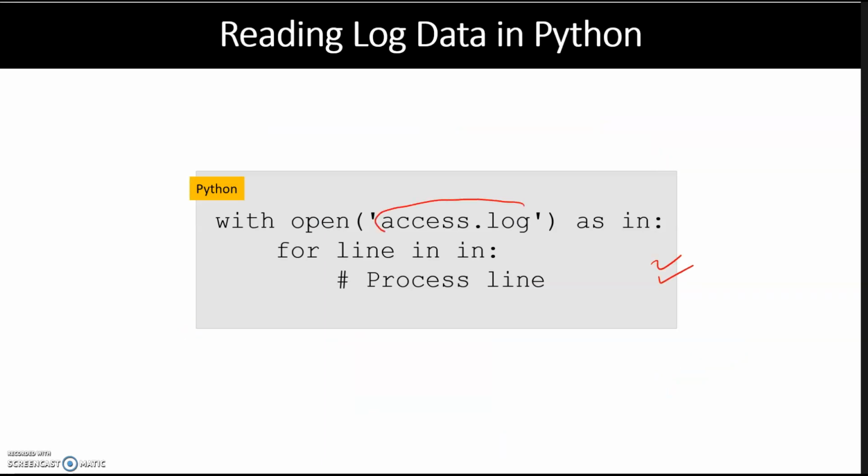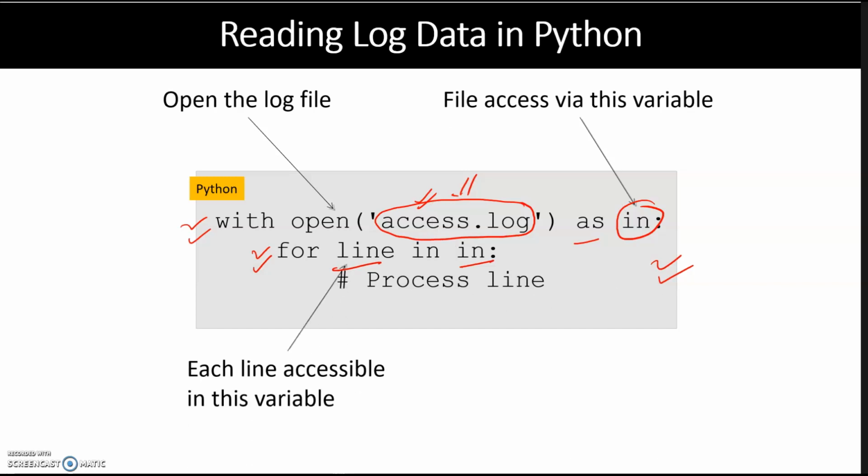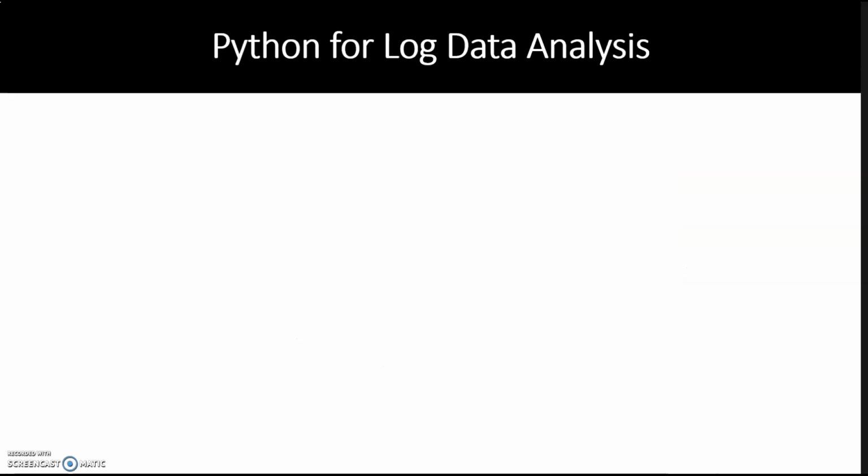In this code, access.log is my log file, and we can open the log file in Python by using this line: with open, the name of the log file, as in, where in is the variable to read the content in the log file. This is the loop to read the content of this particular log file line by line using this variable, and then we will process the line. So this is for opening the log file, this is the file access variable, and this is the loop to process the log data line by line.